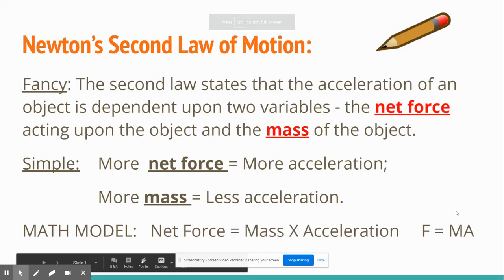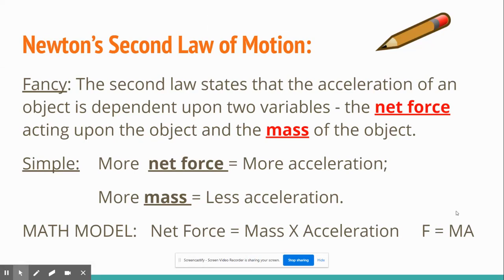Hey guys, so here is a short video about Mr. Newton's second law of motion.